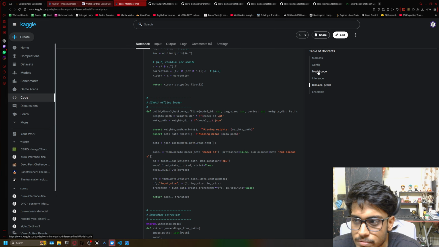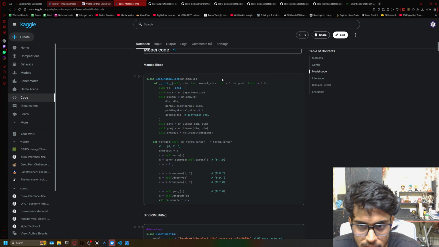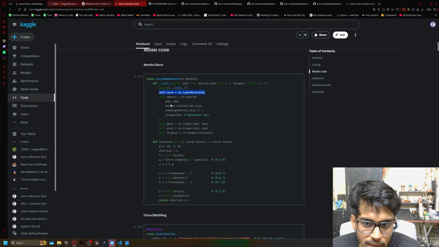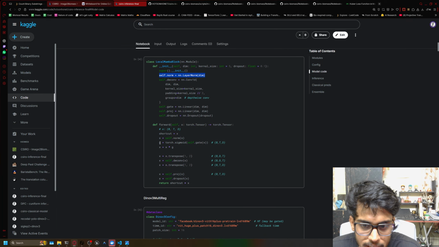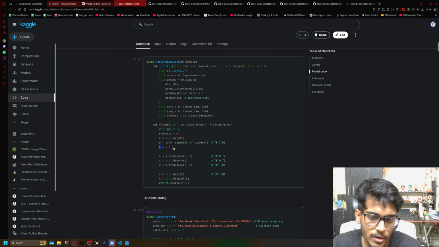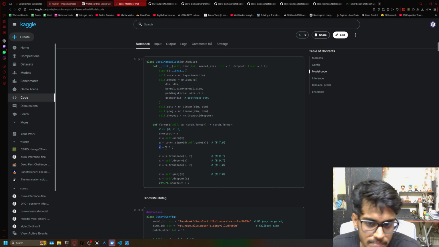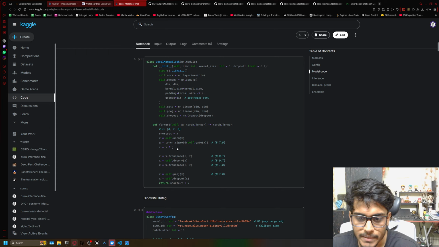If I go to the model code, this was my local Mamba block. It takes the feature dimension and normalizes it. Then it performs a sigmoid, and that sigmoid gets multiplied with the actual feature vector. From that, it learns how much each dimension in the feature should be weighted.